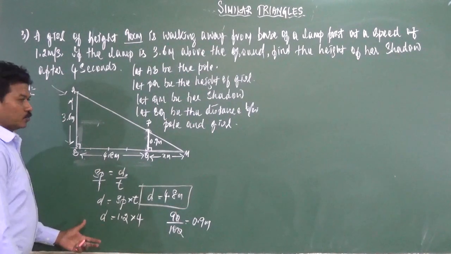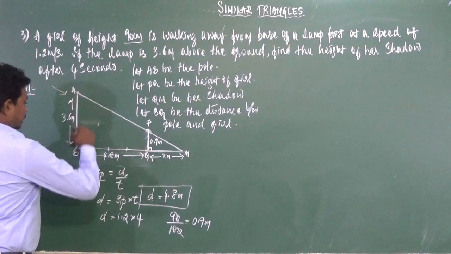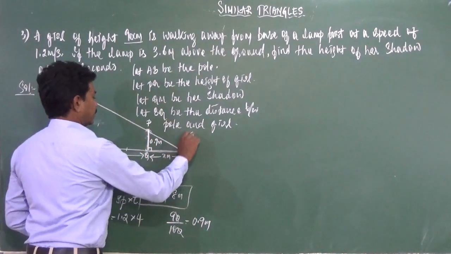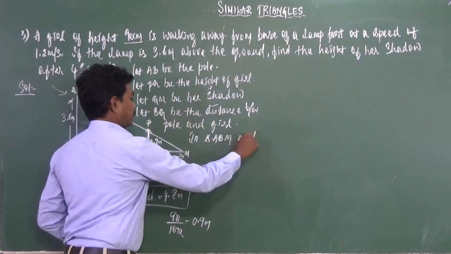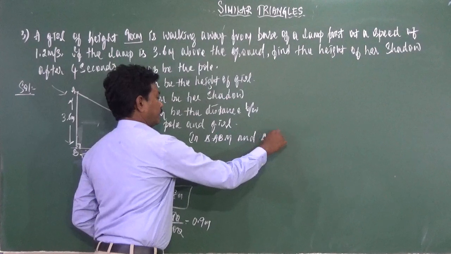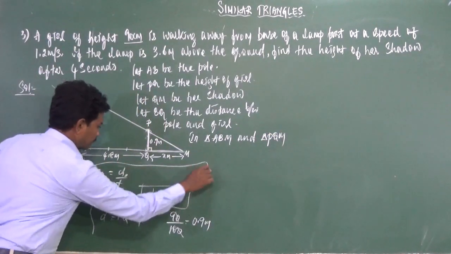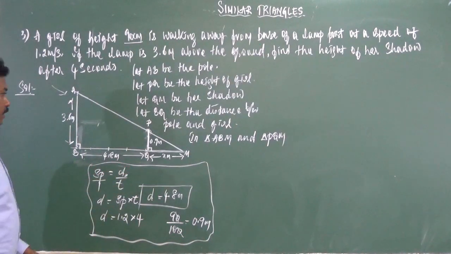So now we will consider two triangles as usual, what we did in the two previous problems. One is triangle ABM and triangle PQM. So in triangle ABM and triangle PQM, these are very important things. You have to note this in your classwork book.